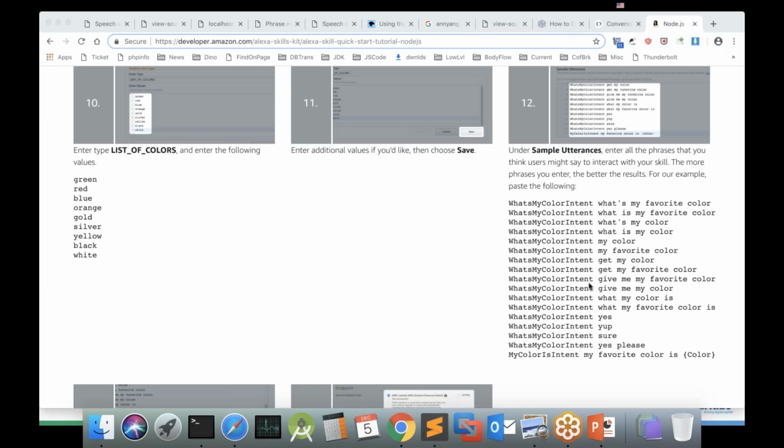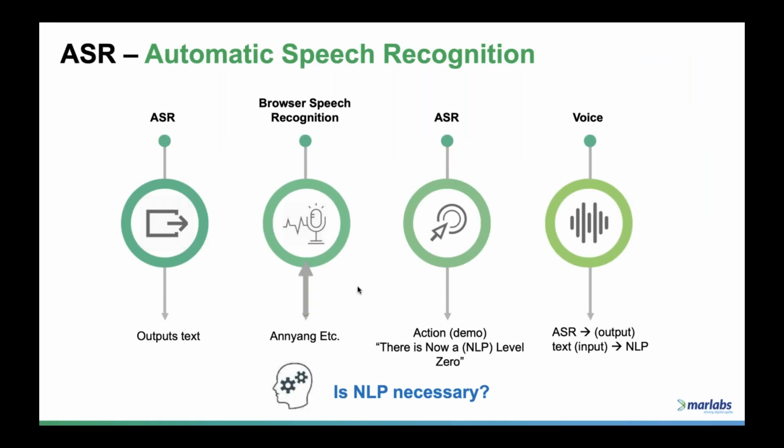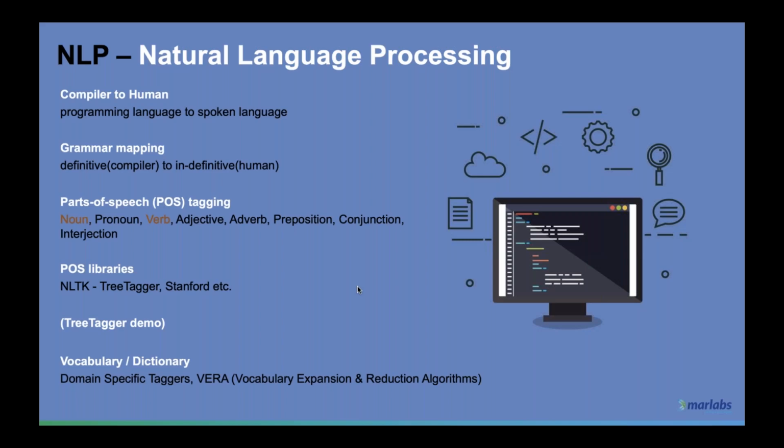NLP, basically, what it does is you use a compiler to understand the spoken language, right? So what is happening here is that you are trying to take a spoken language grammar and you are trying to manage it with a compiler grammar. Human grammar is indefinite, whereas a compiler grammar is very definite, right?